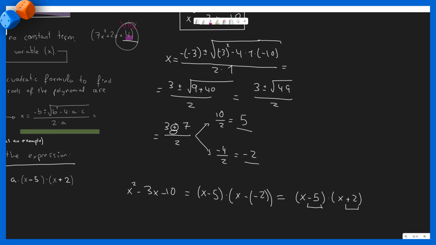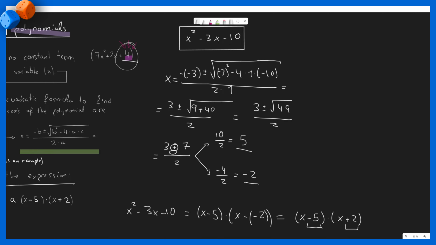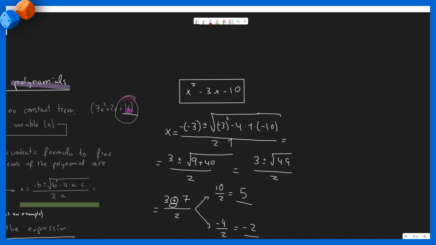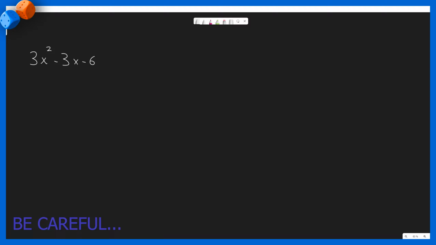But take into account that in this expression, we had a 1 multiplying the quadratic addend. So if we had the x squared multiplied by any number, let's say a, we would have to multiply our expression times a. And now I'll show you why. Let's say we want to factorize this expression. We will use the quadratic formula to get the roots of our polynomial.